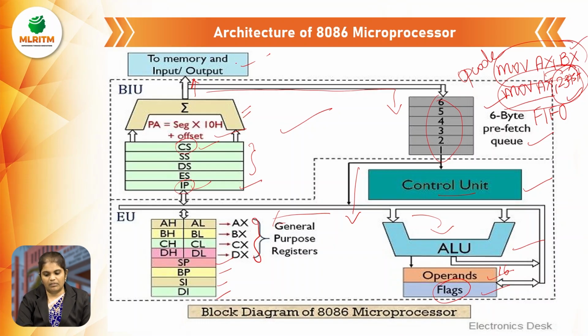Initially, the data is stored in the memory unit. After that, the data is moved into the architecture by calculating the physical address. Physical address requires two things, segment address and offset address. Both are present in the memory unit, and those two addresses are saved inside the architecture. The segment addresses are saved in these 4 registers, CS, SS, DS, and ES. Offset addresses are saved in these 5 registers, IP, SP, BP, SI, and DI.